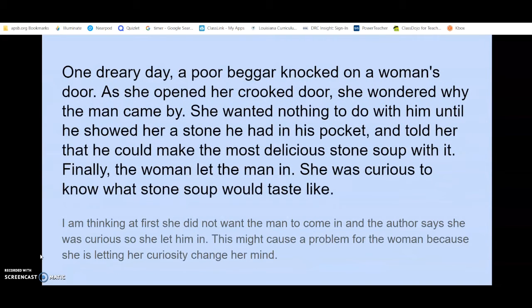I'm thinking at first she did not want the man to come in, and the author says she was curious, so she let him in. This might cause a problem for the woman because she is letting her curiosity change her mind. So I might want to make a note about that on the side about how it's a problem because she's changing her mind and listening to her curiosity.